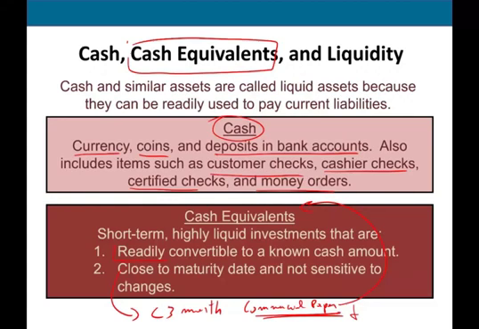So they're almost cash. Why? Because you can easily convert them into cash. They're very liquid. Liquid means they can be converted into cash. Cash is 100% liquid. Think of cash equivalents as 99.999% liquid. Let's say 99%. Okay? But they're not actual cash. They can be converted to cash very quickly.